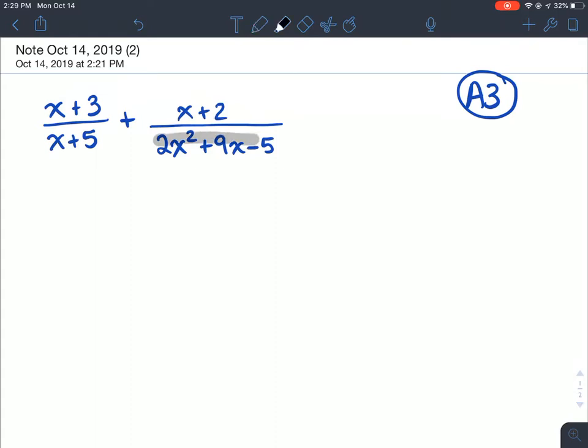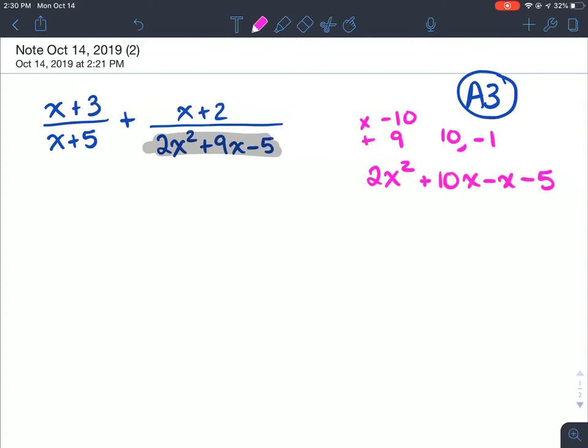Okay, so we're factoring this guy. So we're looking for two numbers that multiply to negative 10, because 2 times negative 5, and add to 9. So I'm just going to do it off to the side here. And we're going to replace the 9x with those two numbers that we find. So I'm thinking 10 and negative 1 would multiply to negative 10 and add to positive 9. So I'm going to replace that 9x with a 10x and a minus 1x, and then we'll keep the minus 5 there. Okay, next I'm going to split it in half and common factor each half.